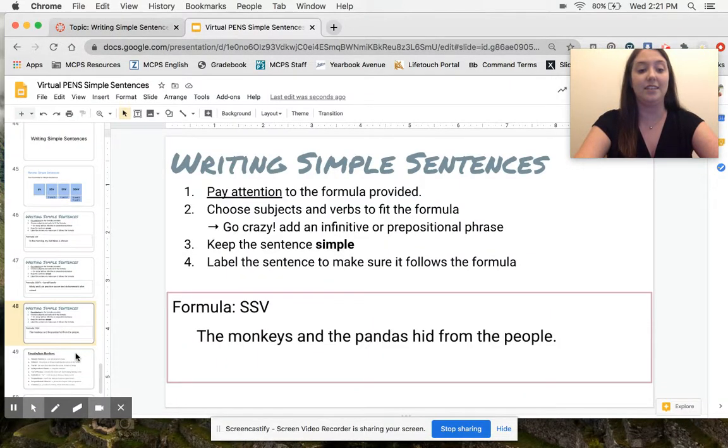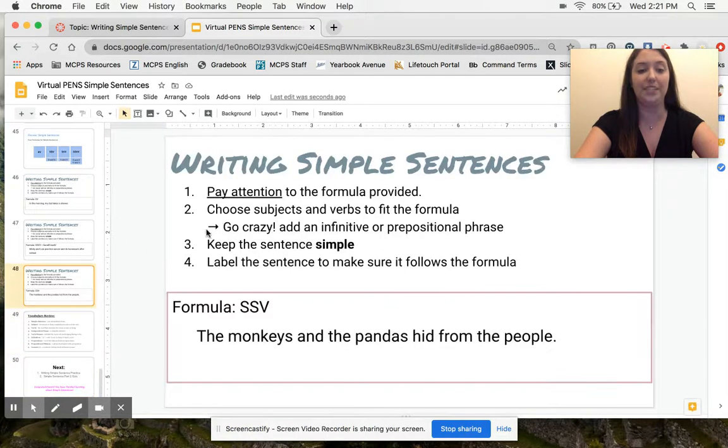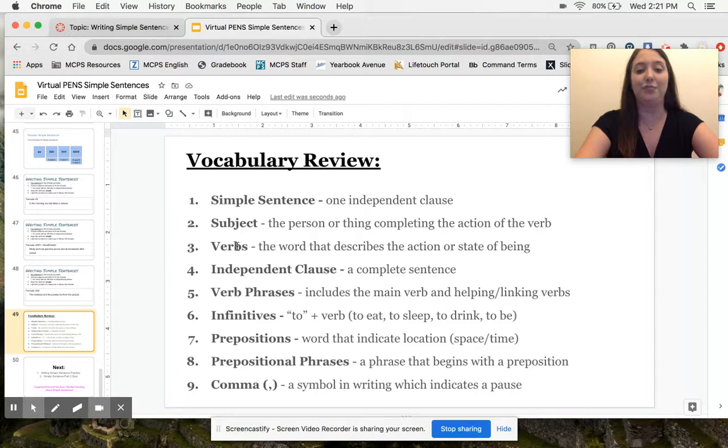And remember our vocabulary. Simple sentences. Subjects, verbs, independent clause, verb phrases, infinitives, prepositions, prepositional phrases, and commas.